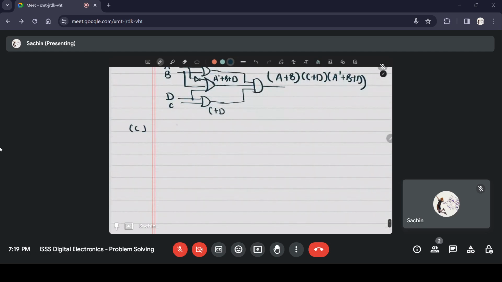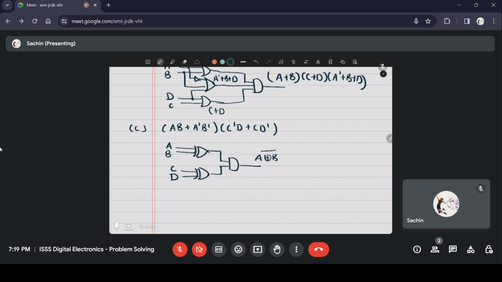Part C is (AB plus A prime B prime)(C D prime plus C prime D). So the first expression is an XNOR gate, AB plus A prime B prime. The second expression is an XOR gate, C prime D plus CD prime, and the product of those two. C XOR B complement into C XOR D.